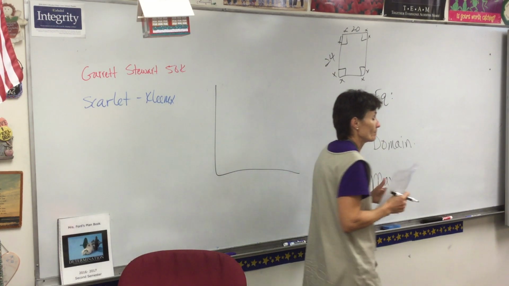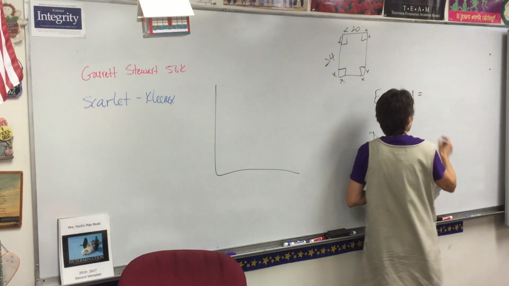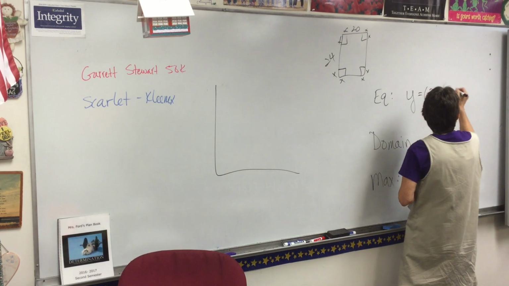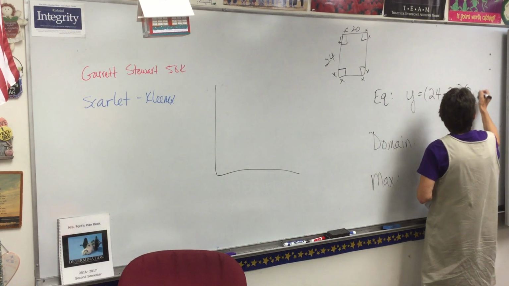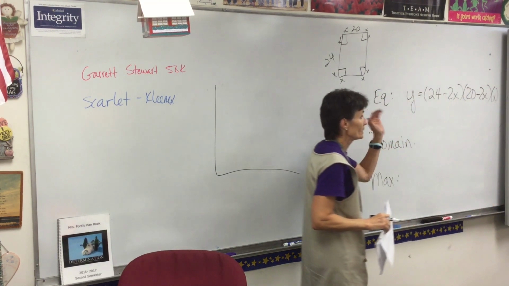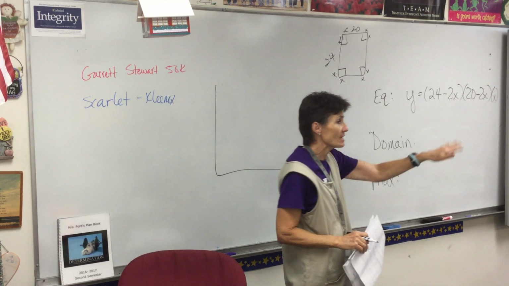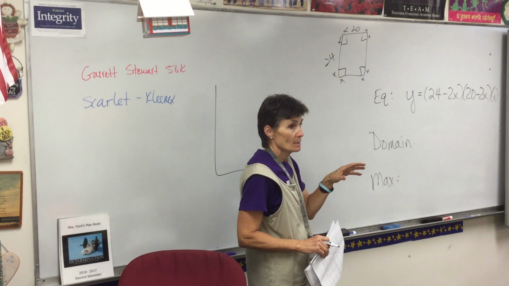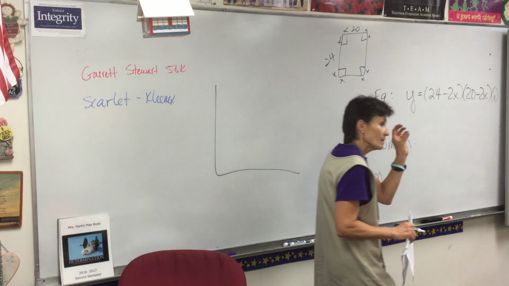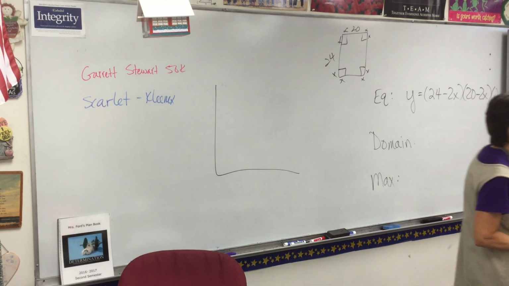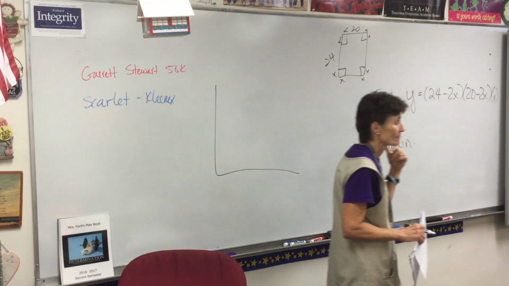So what's my equation? What is my volume going to be? My volume is going to be 24 minus 2x, 20 minus 2x, and x. That's my volume. Length, width, height in any order, doesn't matter. It's always length minus 2x, width minus 2x, x. This is an exam question, honey. You really want to pay attention to this.